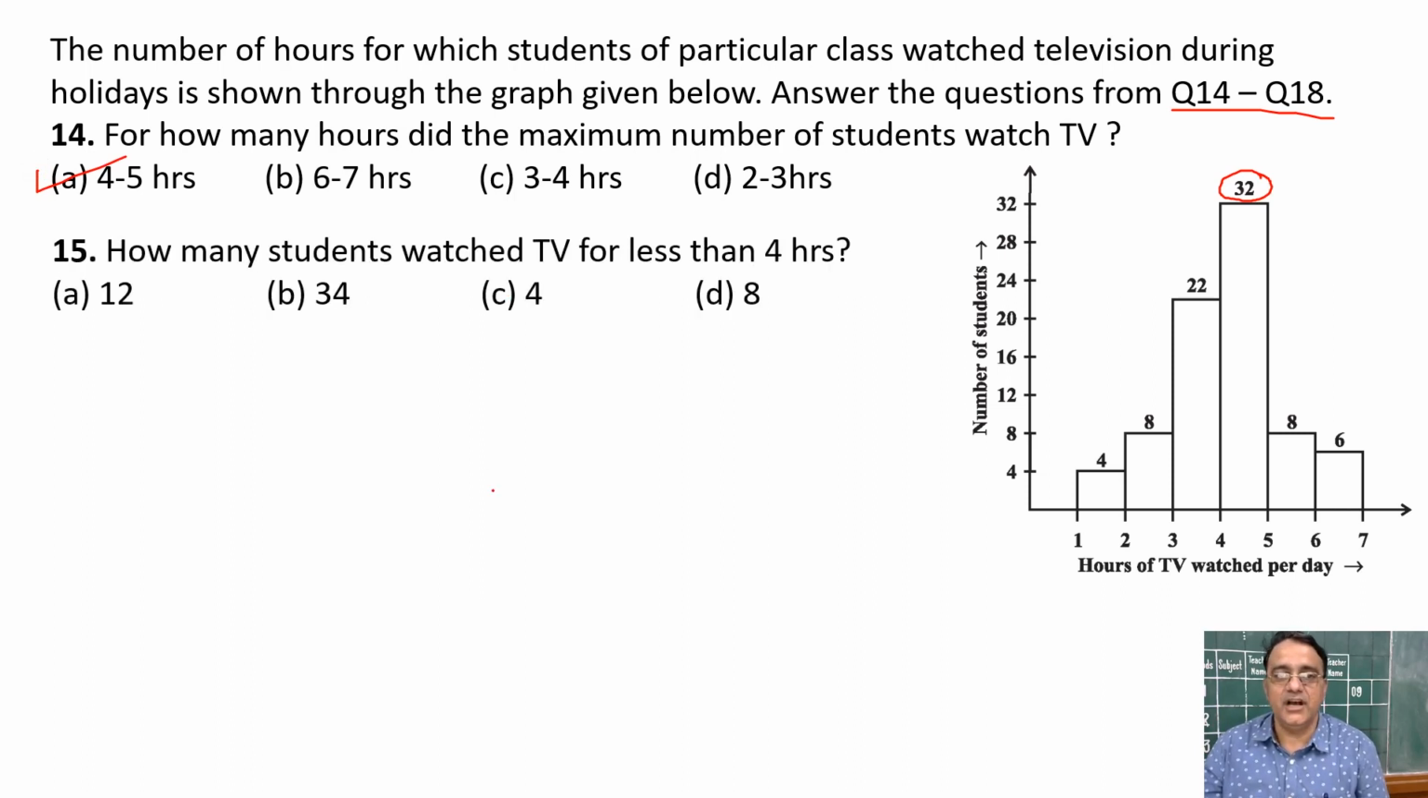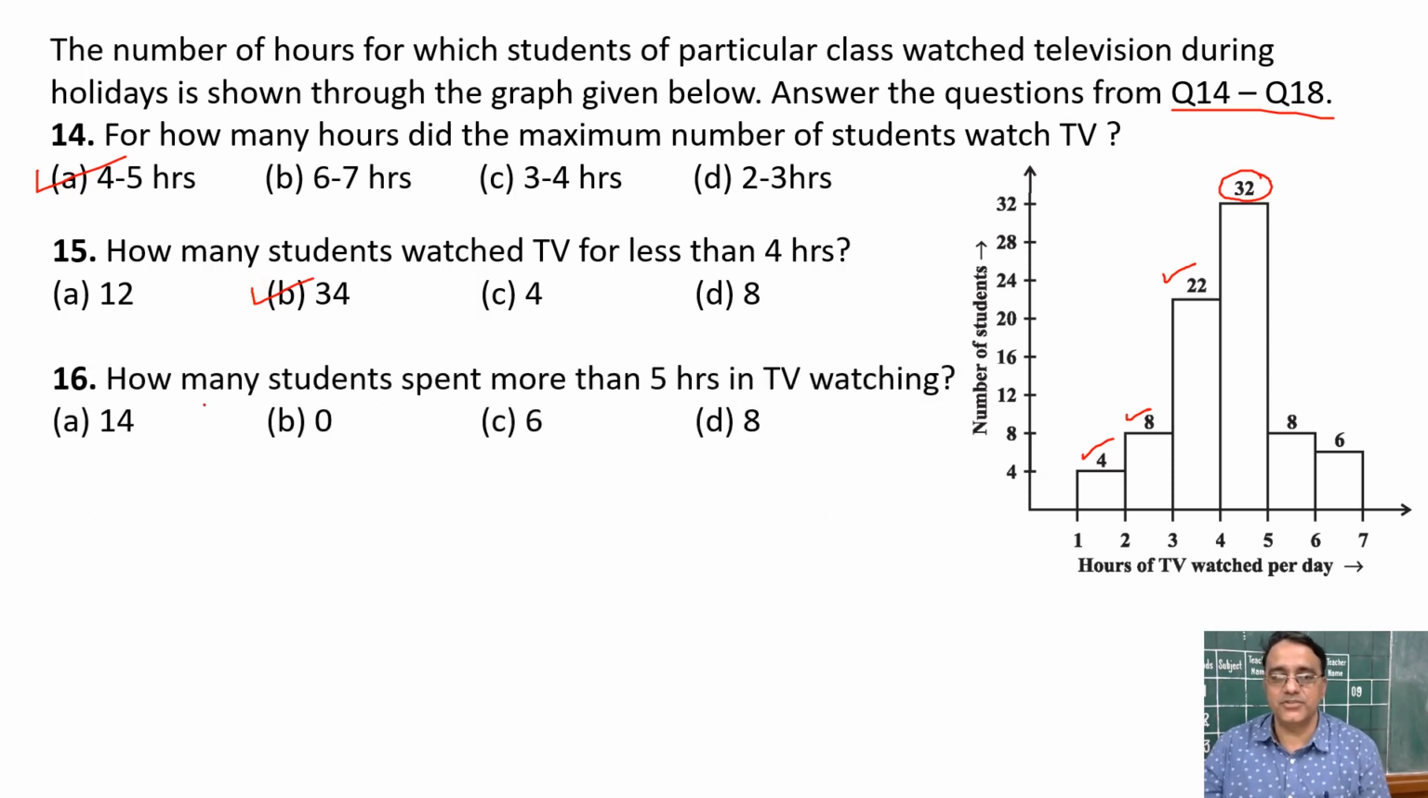Now the next question: how many students watched TV for less than 4 hours? Less than 4 hours मतलब this one, and this one. We have to add. 34 students. कितने? 34 students, right? And the correct option is B. Next question: how many students spent more than 5 hours in TV watching? More than 5 hours. ये ऐड करना है. Okay. Correct answer is 14. Option A.